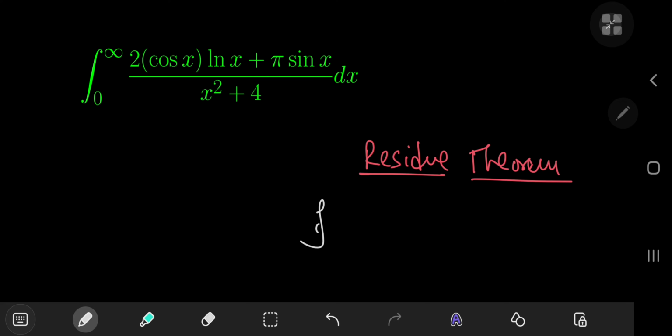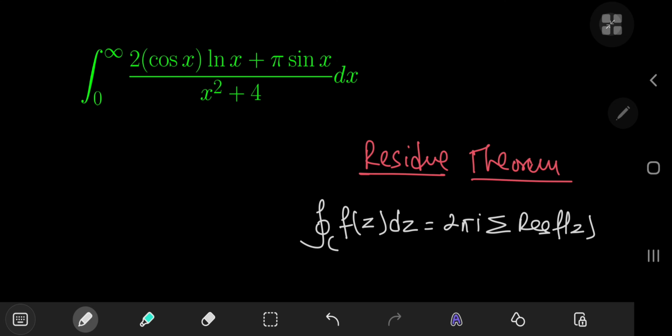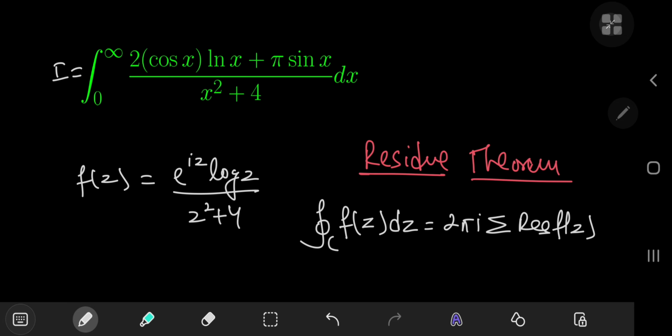that the integral over some closed contour C of a complex valued function f of z with respect to z equals 2 pi i times the sum of the residues of f of z enclosed by that closed contour. So for reference purposes, we're going to call our integral I, and we're going to introduce a complex valued function f of z being equal to e to the iz times log z divided by z squared plus 4.